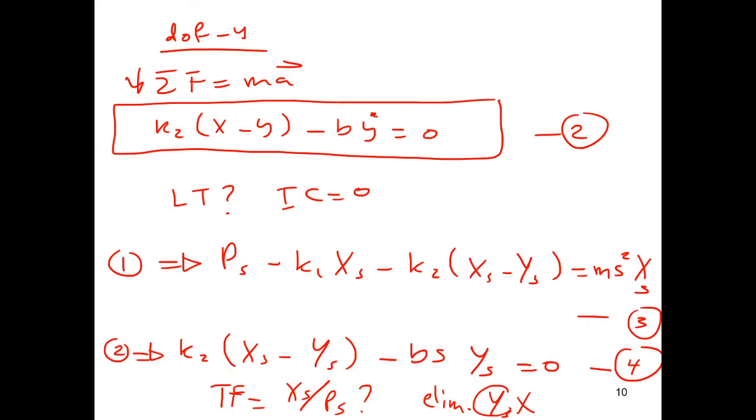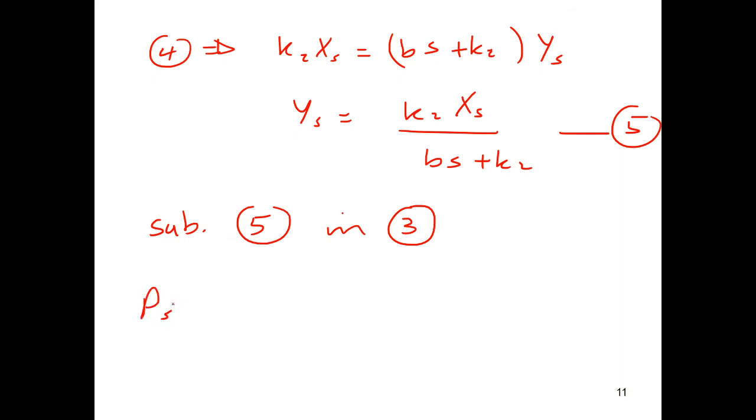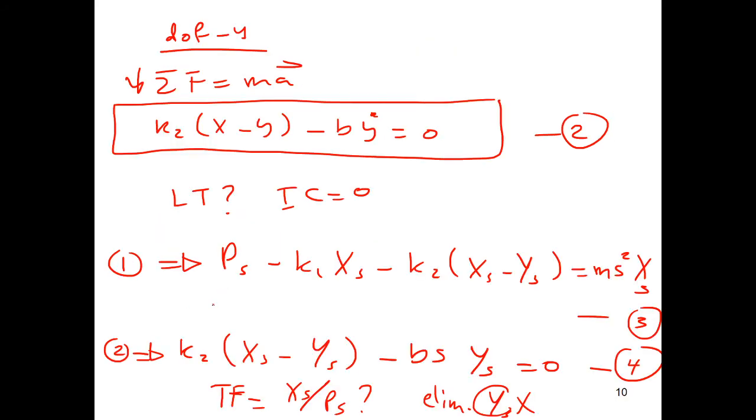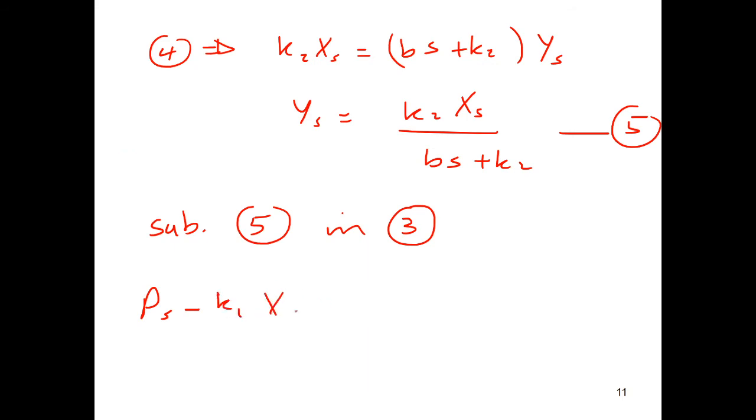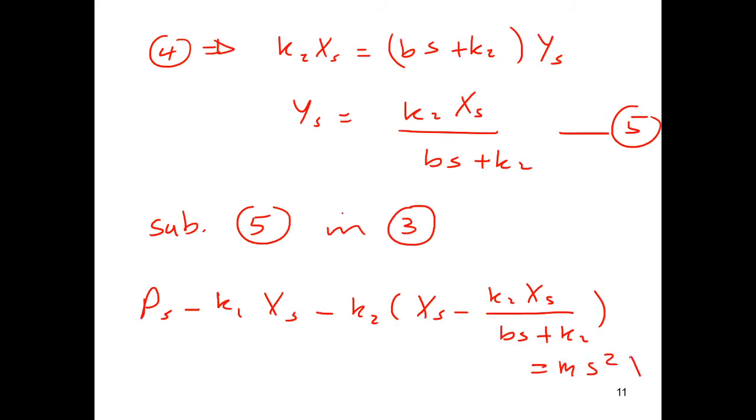So in 3 we have P of s, K1 xs, minus K1 xs, K2 xs minus ys. Sorry, we need to substitute y of s. What is y of s? It is K2 xs over bs plus K2. Then equal to ms square xs.